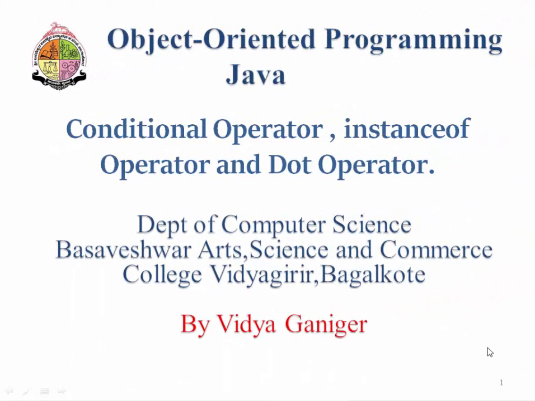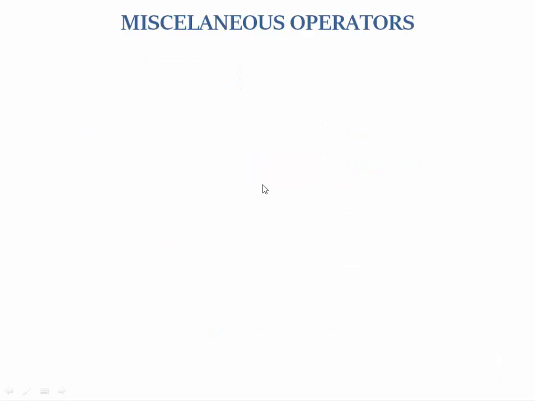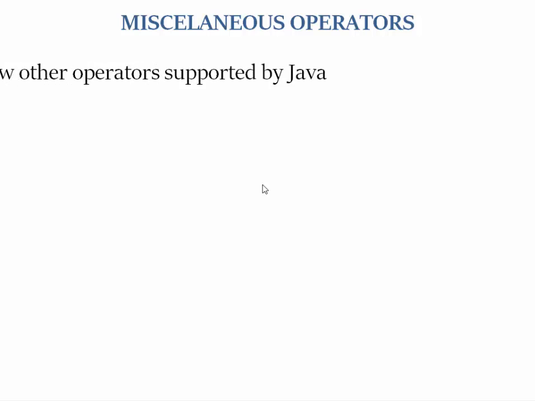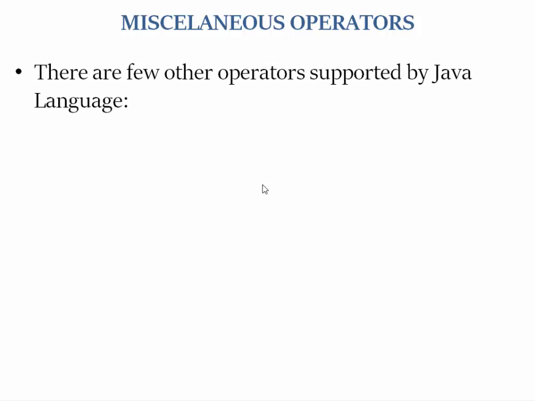In this class, let us discuss the conditional operator, instanceof operator and dot operator. In the previous class, we discussed binary operators like arithmetic operators, logical operators and relational operators, and also some unary operators like increment and decrement operators. So in this class, let us discuss some miscellaneous operators which are available in the Java programming language.